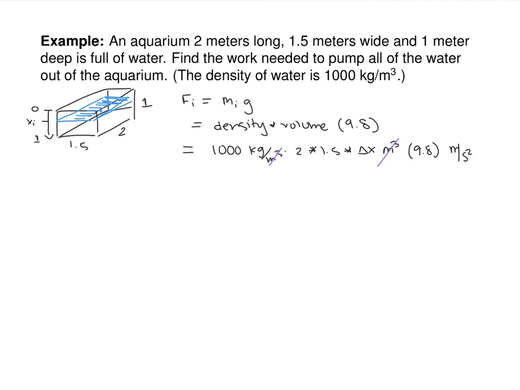So this is 29,400 newtons. And the work for a slice will be the force for that slice times the, and also there should be a delta x, excuse me, I shouldn't forget that, times the distance that slice moved, which will be 2,900 x sub i delta x. And the total work will be given as an integral. You add up the slices from 0 to 1.